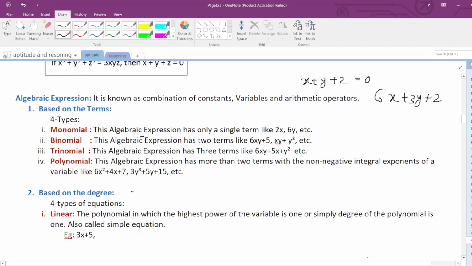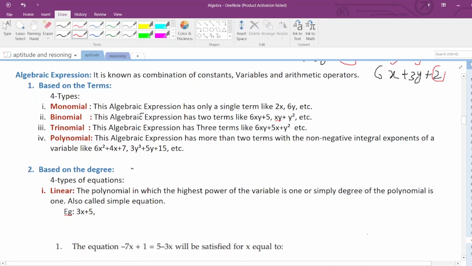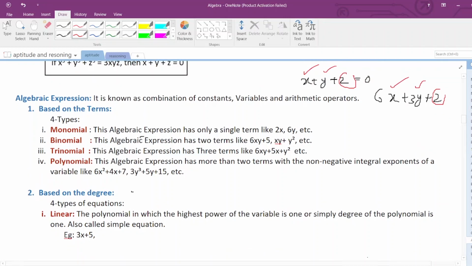Here what is the constant? Constant is 2, right? In the first equation the constant is 2 and in the second equation also the constant is 2, right? And the variables are x and y. Here also the variables are x and y. So it's a combination of constants and variables along with the arithmetic operators. Here I took addition as the arithmetic operator, but it's not only addition, subtraction can also be there. So this is basically known as an algebraic expression.